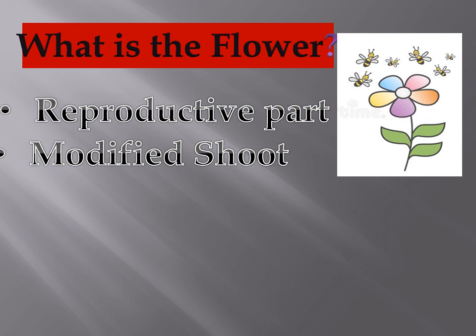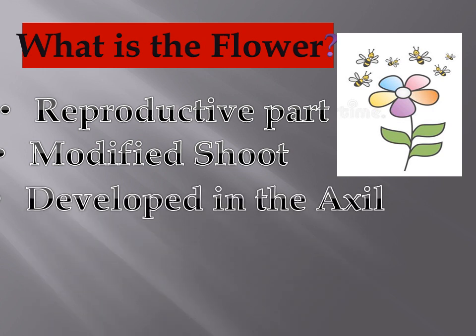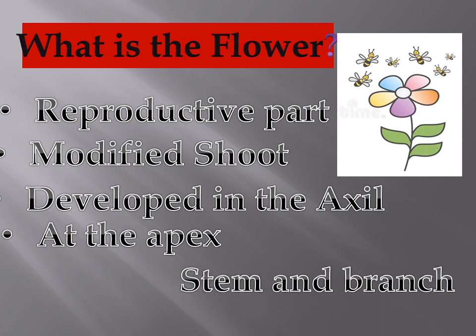Basically or morphologically, it is a modified shoot. It means that it is the part of the shoot that is laterally modified into the flower. Mostly flowers develop in the axil of the leaf or at the apex of the stem and branch. It bears bracts at the base.